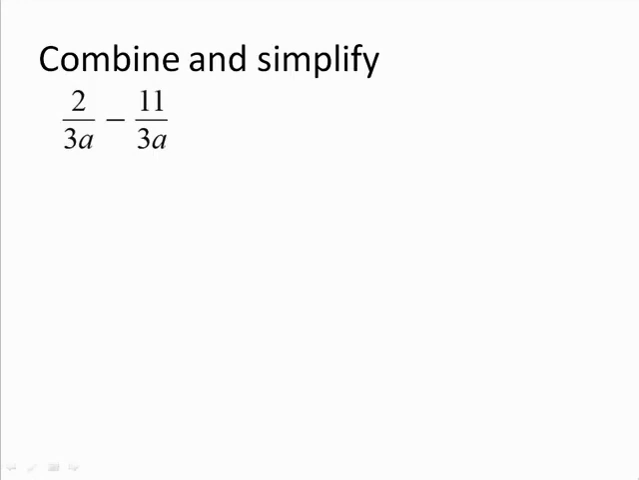Combine and simplify. 2 divided by 3a minus 11 divided by 3a. Both terms have the same denominator, so you can subtract the numerators. You get negative 9 divided by 3a. A 3 can be taken out of both the numerator and denominator. You are left with negative 3 divided by a.